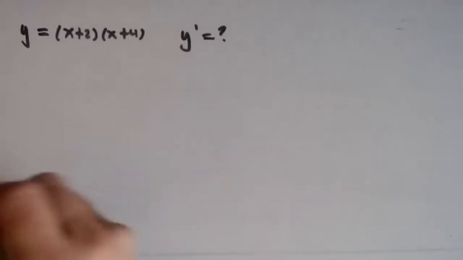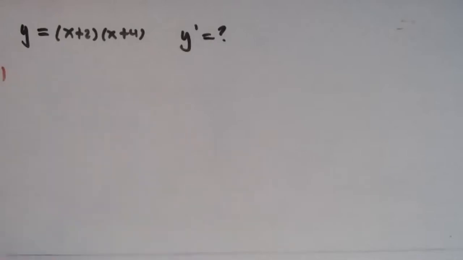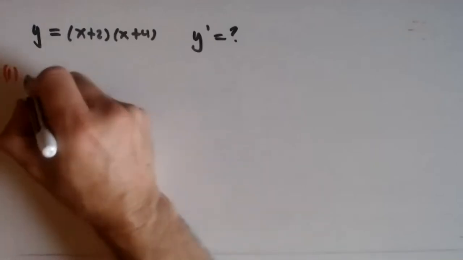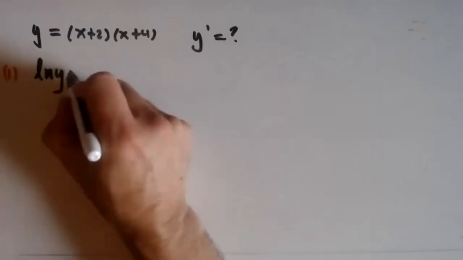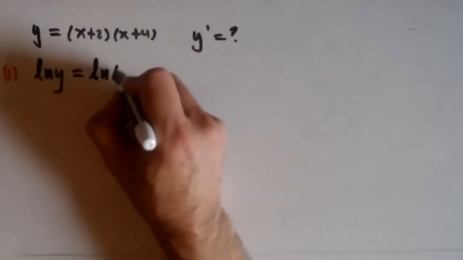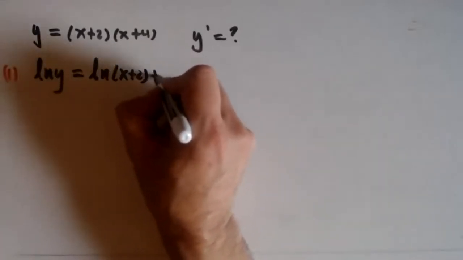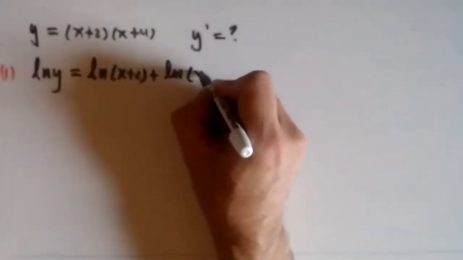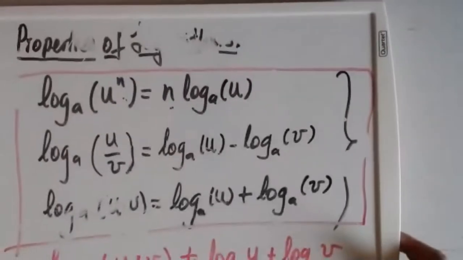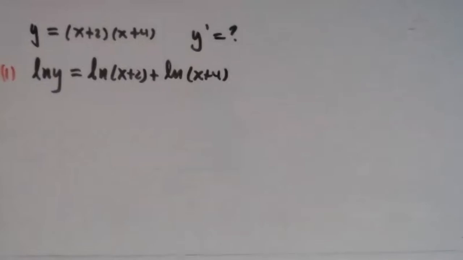So the first step, step number 1, is take the log both sides. ln y equals, you take the ln of the product, so you have ln of x plus 2 plus ln of x plus 4. Remember, I'm using these properties. Remember the properties we used yesterday.